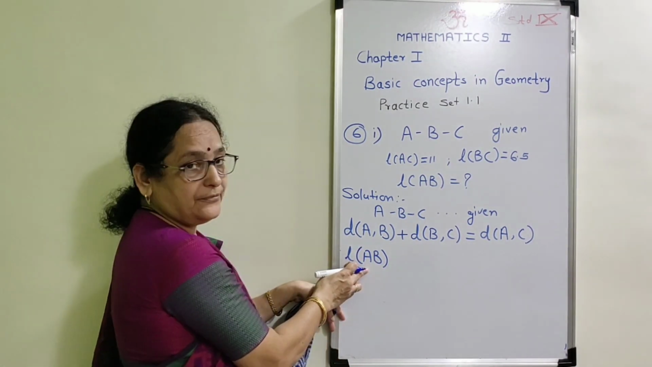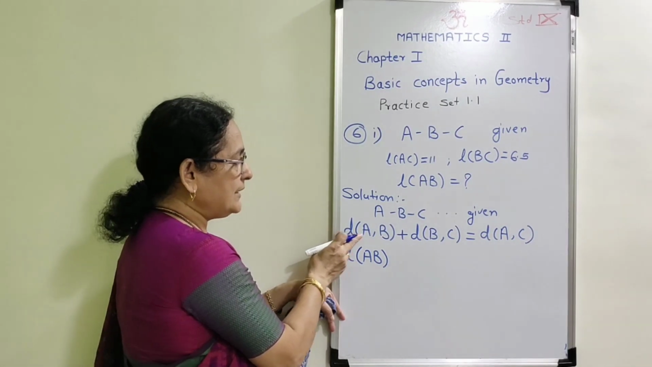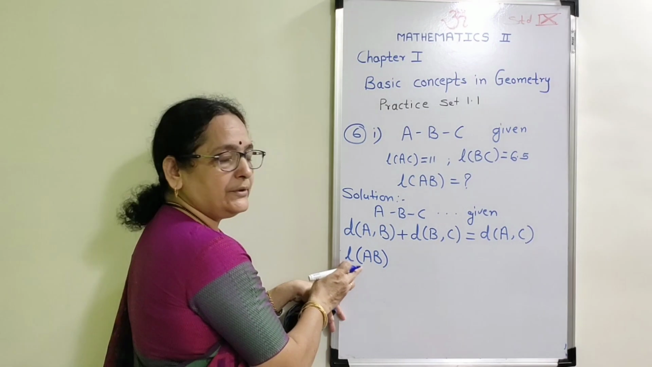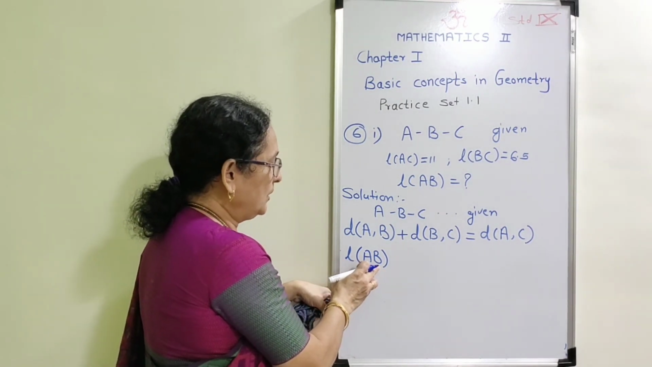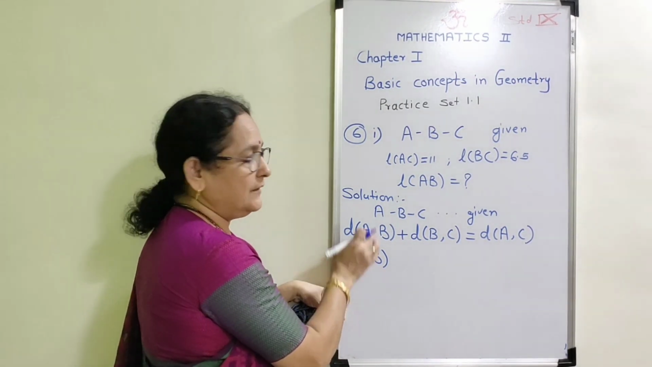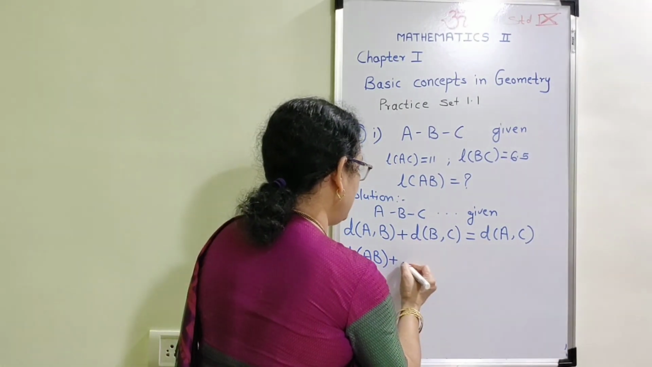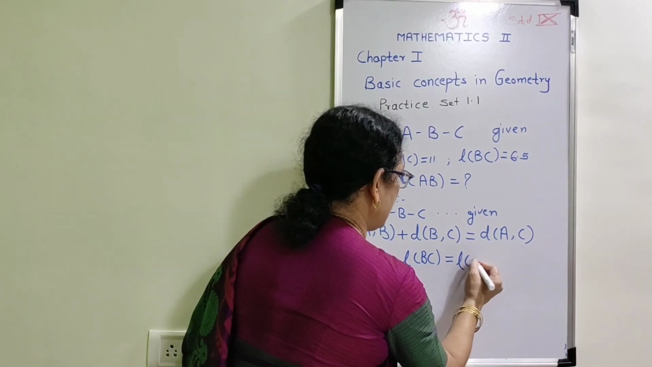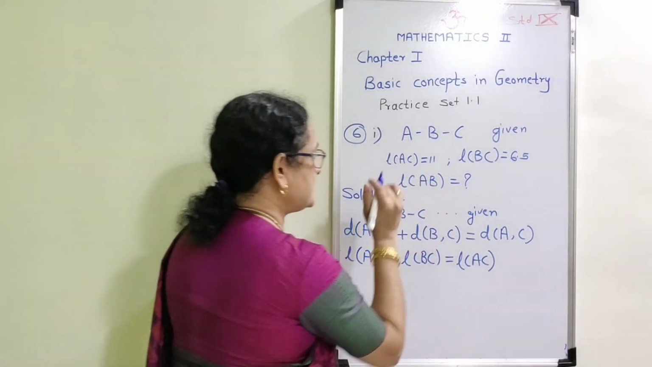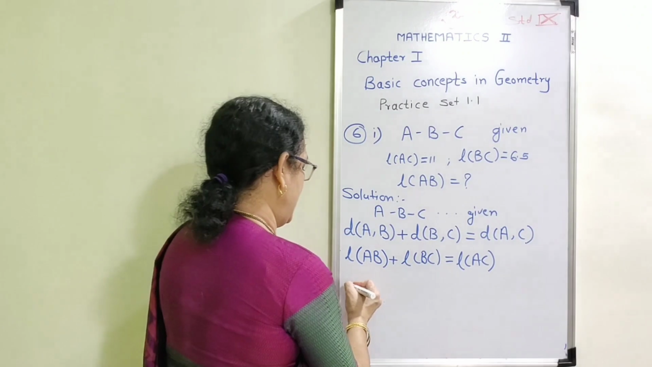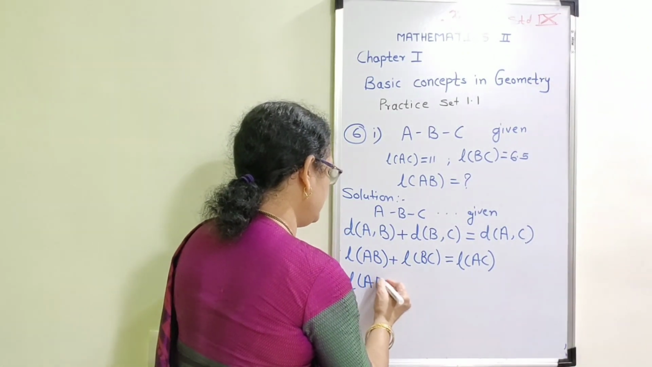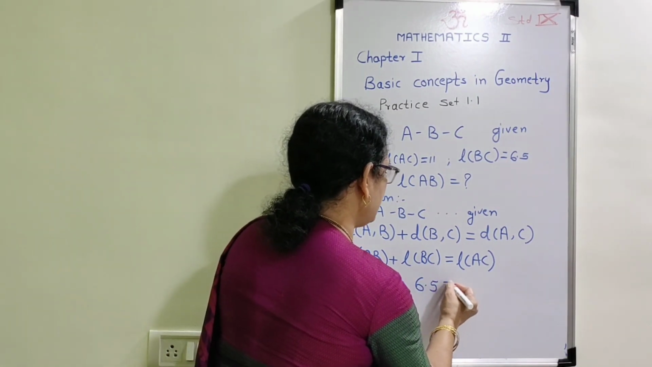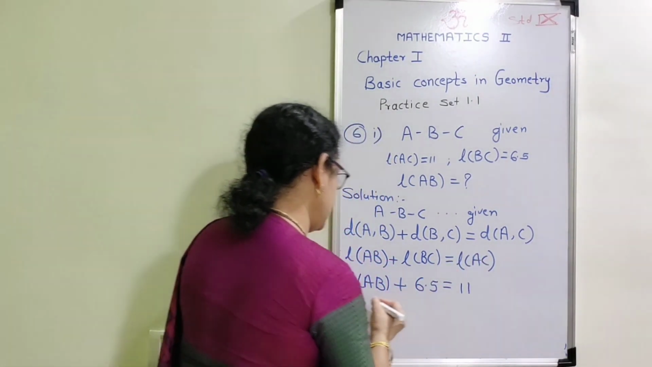Please observe the difference. When you are going to write distance A, B, there should be a comma here. And when you are going to express length AB, there is no comma in between the 2 points. Length AB plus length BC is equal to length AC. Now two distances are given. I want to find out length AB. Keep it as it is. BC is given as 6.5 and AC is given as 11.